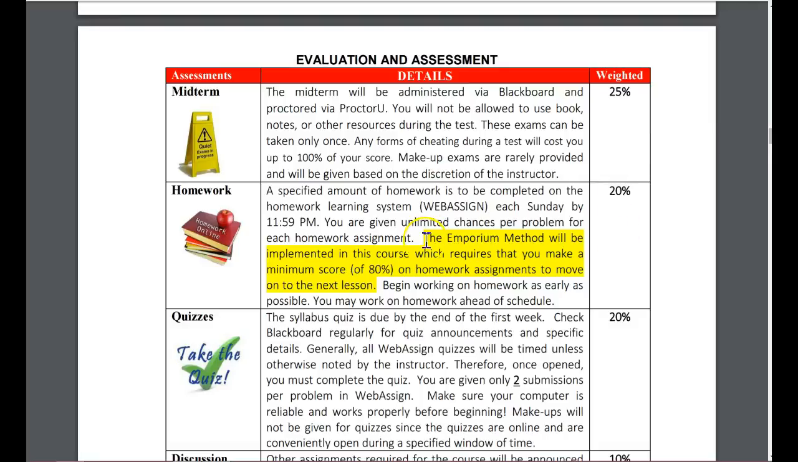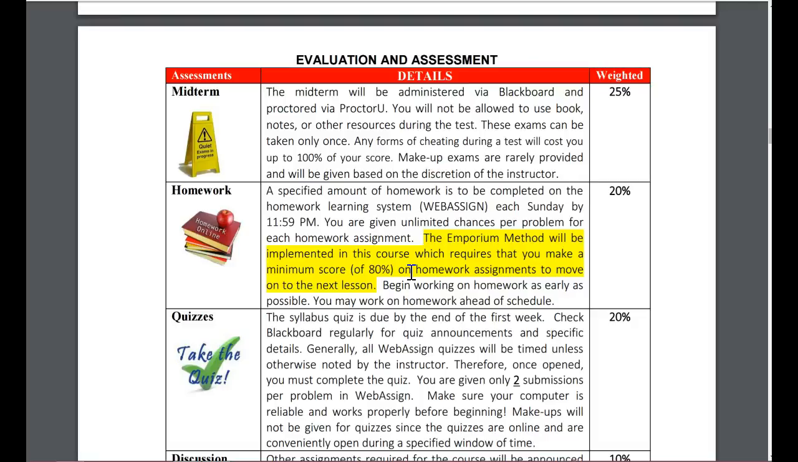I use the Emporium method, and the Emporium method will be implemented in this course, which requires that you make a minimum score of 80%. So in order to advance to the next homework section, I need you to show me that you have mastered the previous section. And you do that by making an 80 or above. And I'll give you so many chances to get that 80.